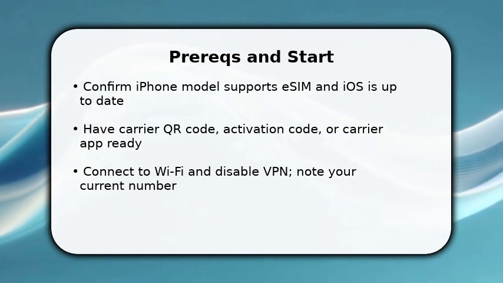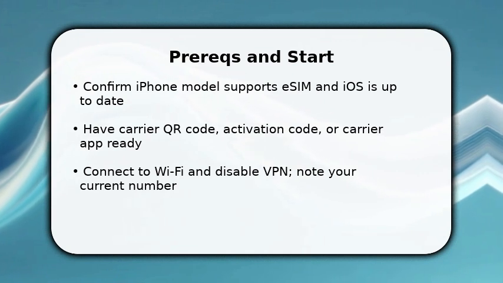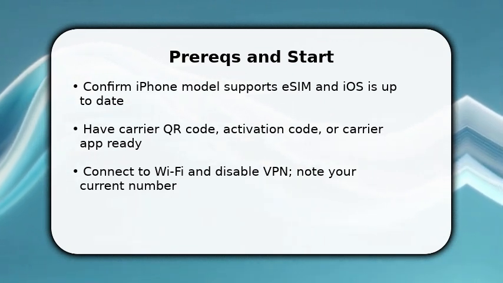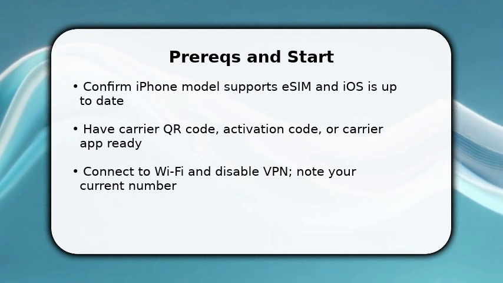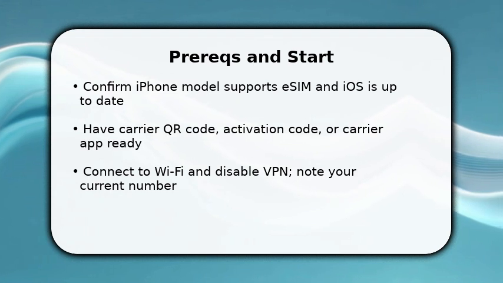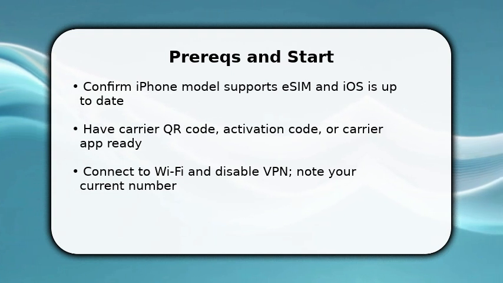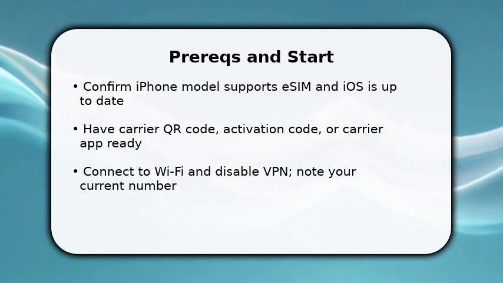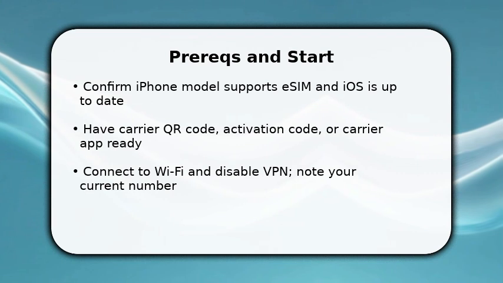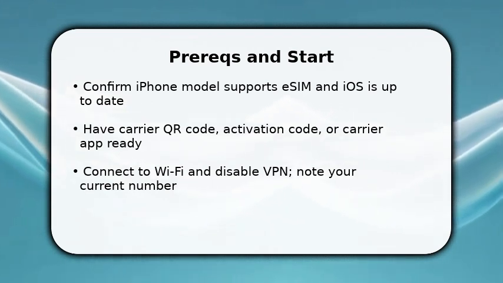You begin by confirming prerequisites. Make sure your iPhone supports eSIM and is on the latest iOS. Once done, open Settings and go to Cellular so you can add a plan. You need the carrier QR, activation code, or the carrier's app, so have it visible. Make sure you're on a stable Wi-Fi and disable any VPN that could block activation. You'll also note your existing number if you plan to transfer it, because that helps avoid accidental line removal.